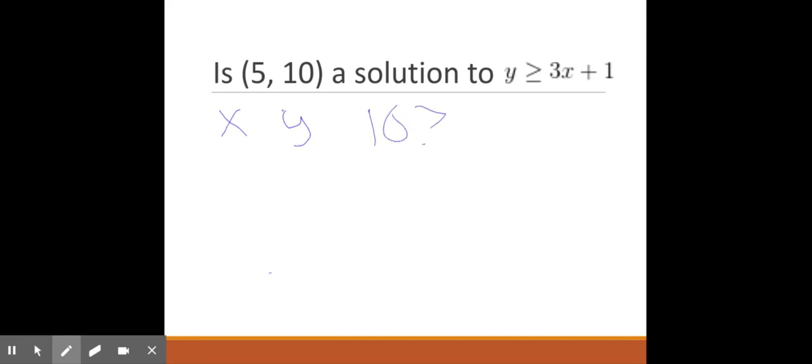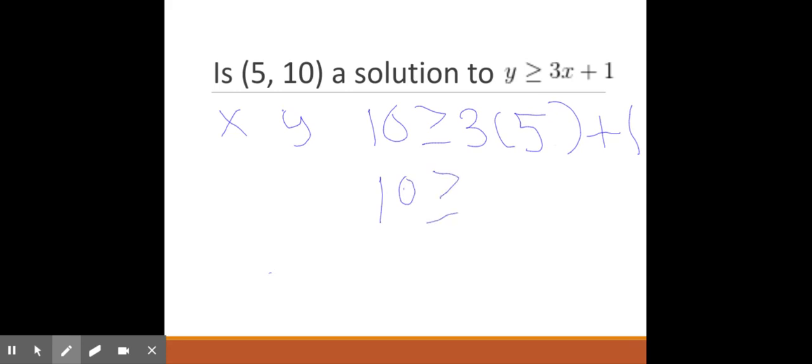So now that we have that erased, we can try the next example, which is: is (5, 10) a solution to y is greater than or equal to 3x plus 1? So again, we're given an x and a y, so we're going to plug those into our inequality. So y is 10 and x is 5. So just like before, we're going to keep simplifying. We're not going to multiply or add or subtract anything from both sides. We're just going to simplify.